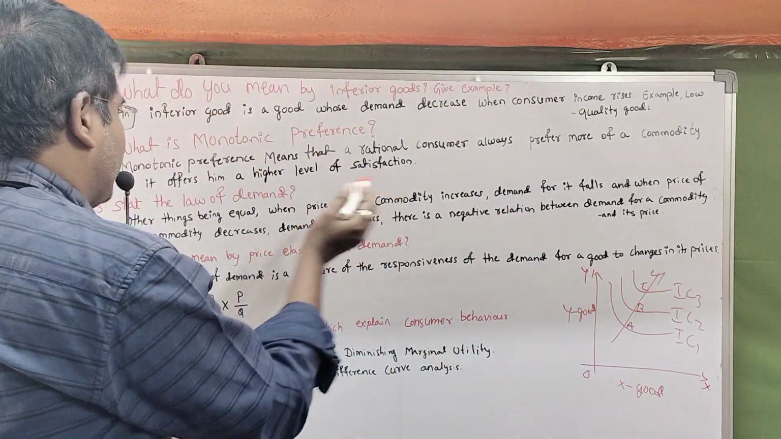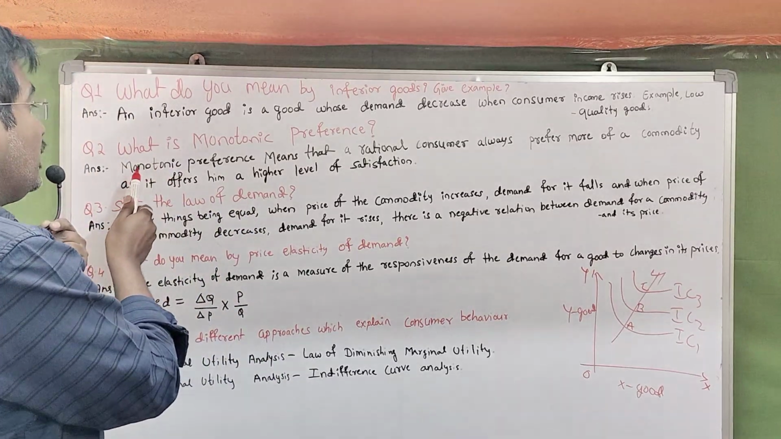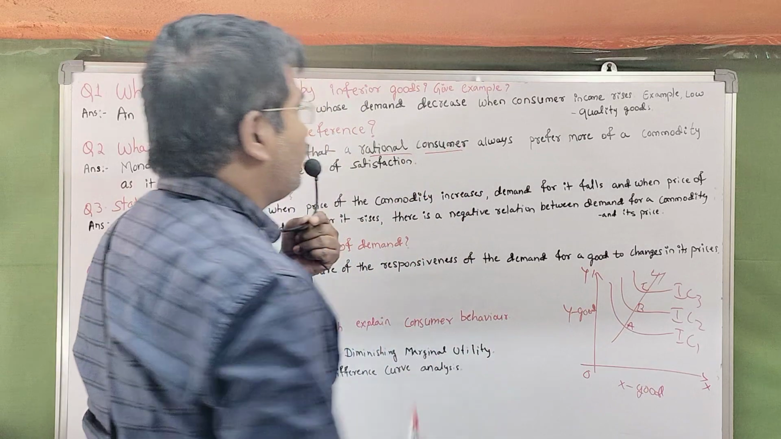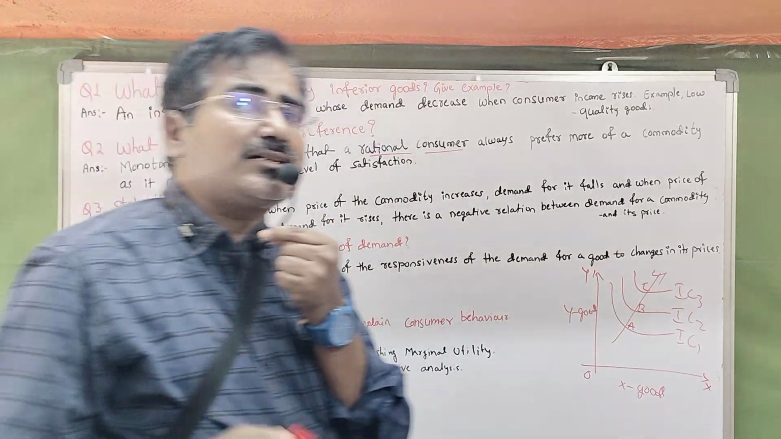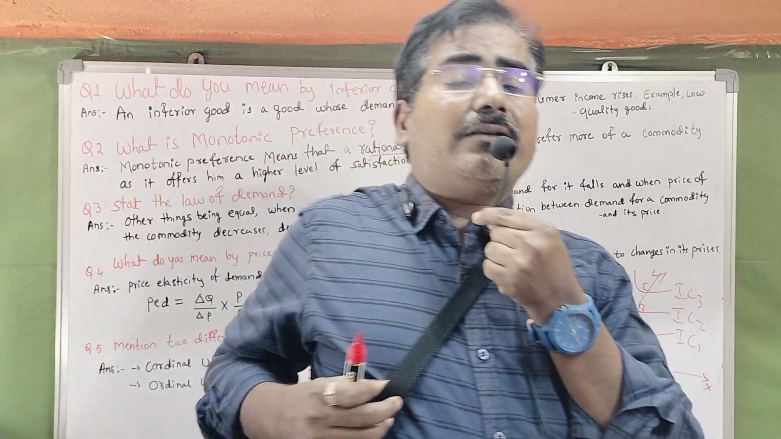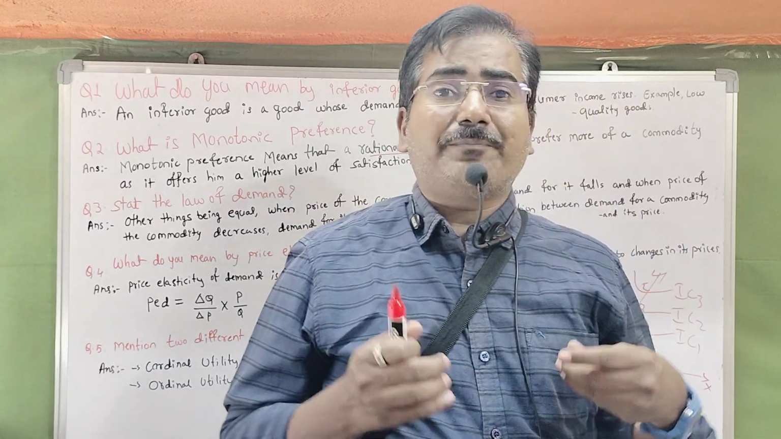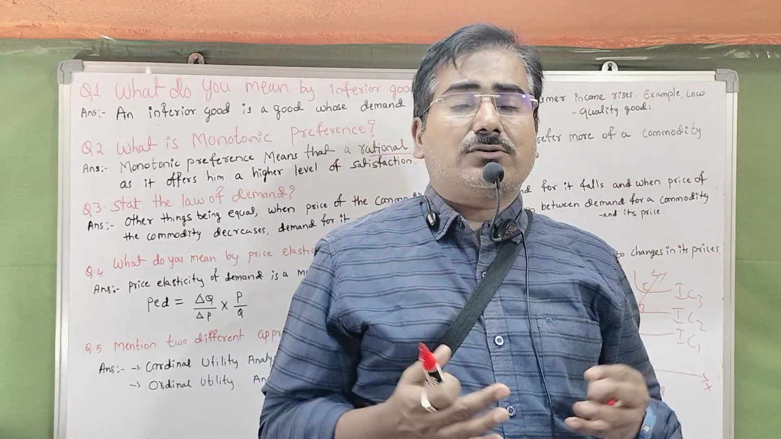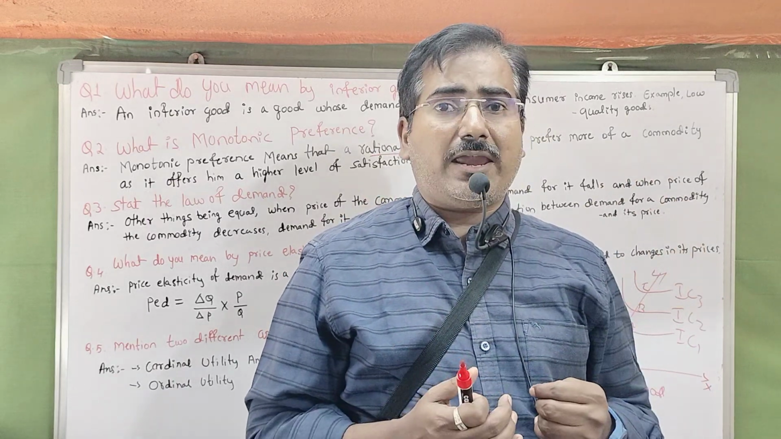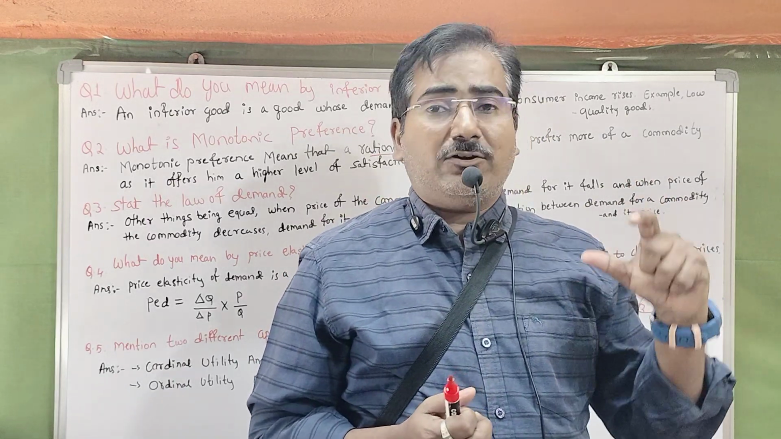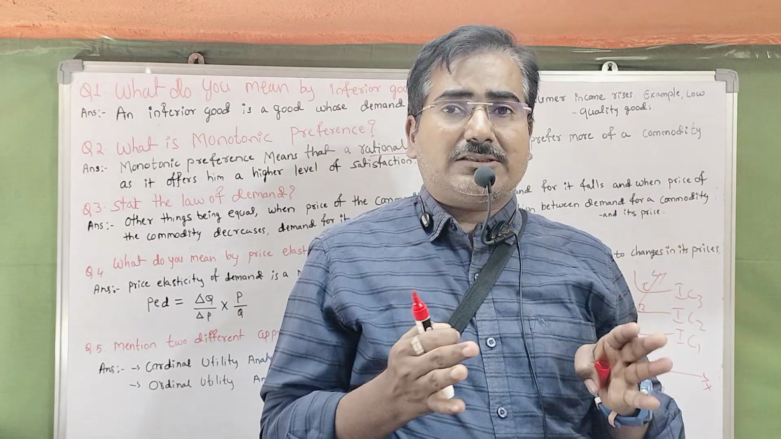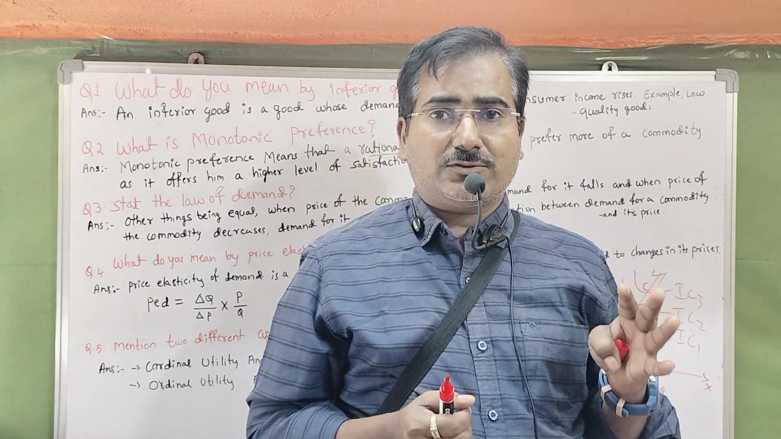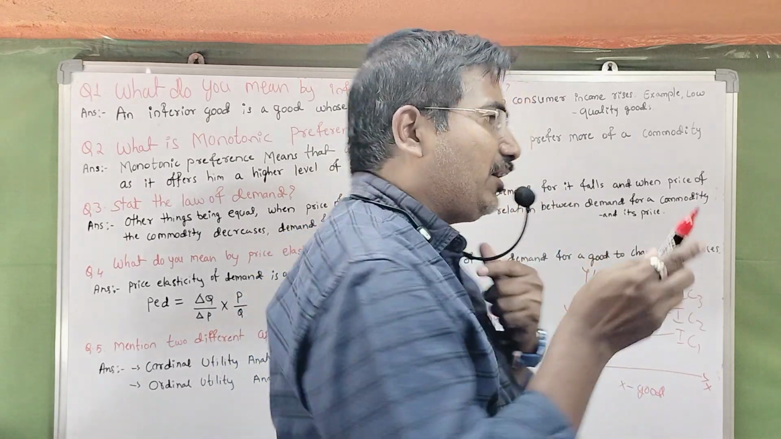What is the answer? Monotonic preference means that a rational consumer, and this is the most important word. What do you mean by a rational consumer? A rational consumer always has knowledge of market conditions, like the prices of commodities, quality, and quantity. All of this is the rational behavior of consumers.